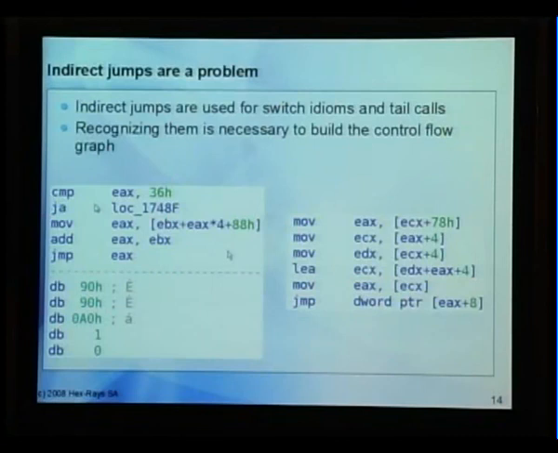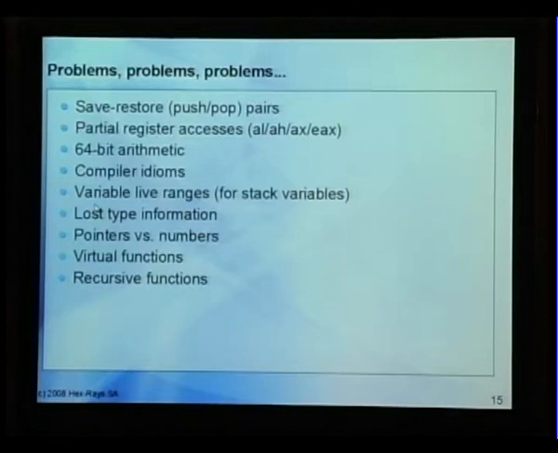Indirect jumps are also a problem. Okay, I think that I will skip this slide. You understand that we have to solve indirect jumps as well, but they are not easy to solve. And there are many problems. I will stop here because there are too many of them. Everything here can be proven to be just impossible to solve in the generic case. So we have a kind of hopeless situation.